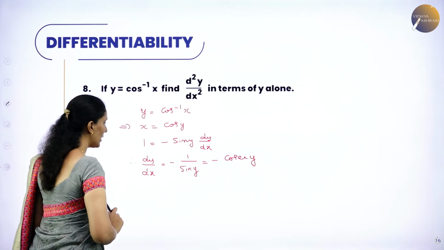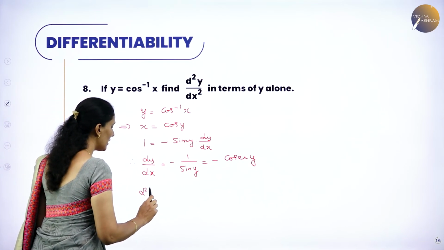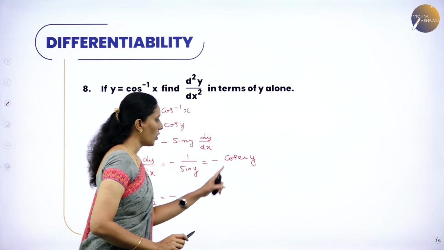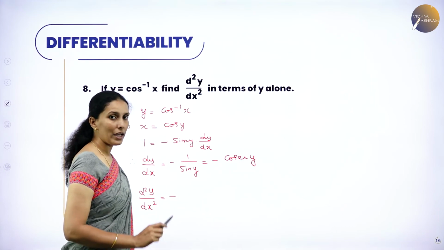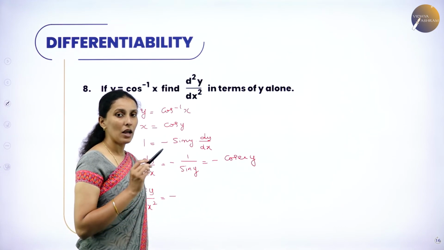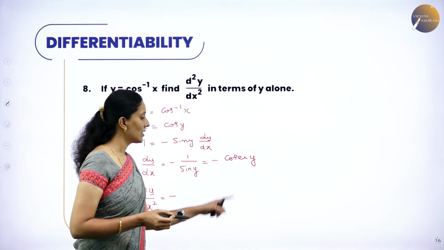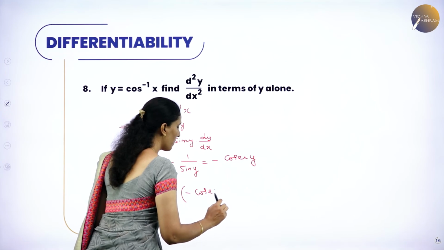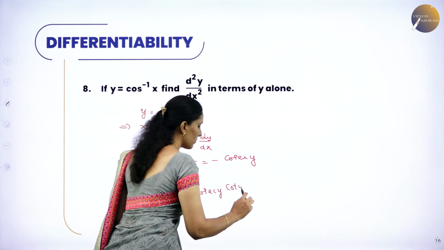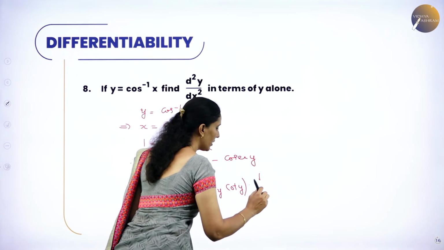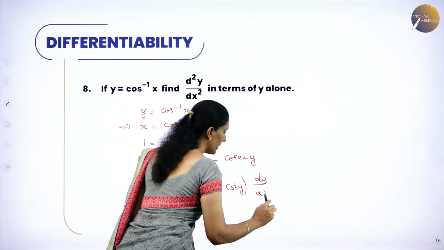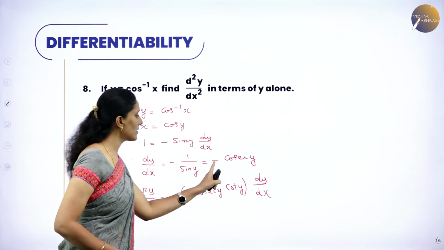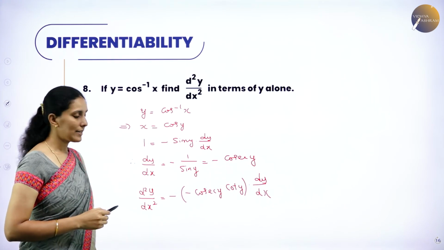So, when you differentiate dy by dx, it becomes d square y by dx square. Minus we have. What is derivative of cosecant y? So, the derivative of cosecant x is minus cosecant x cot x. Similarly, for cosecant y, it is minus cosecant y cot y. Since you are differentiating y, you have to write dy by dx. What is dy by dx? We got dy by dx as minus cosecant y. So, let us substitute here.